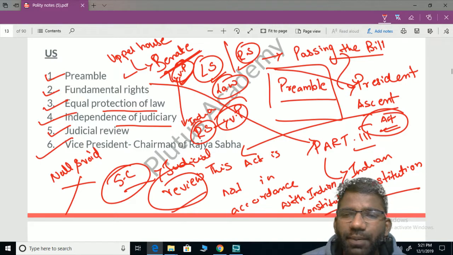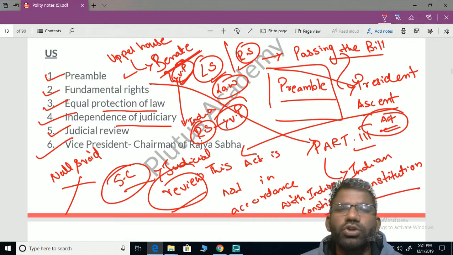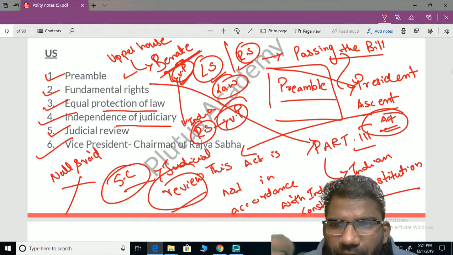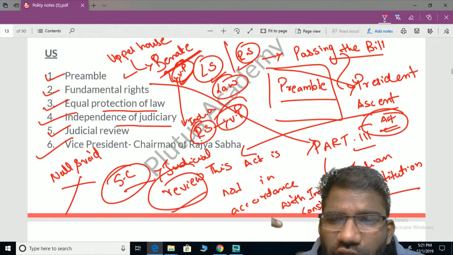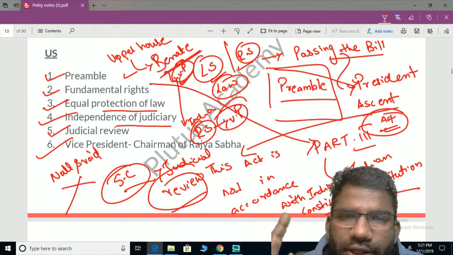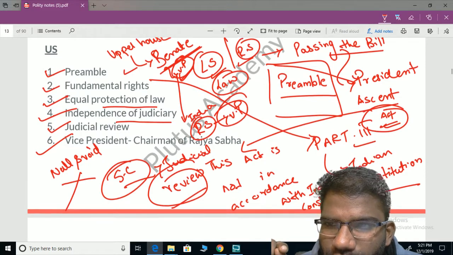I repeat: fundamental rights, preamble, equal protection of laws, independence of judiciary, judicial review, and the post of vice president, who will also assume the role of chairman of Rajya Sabha, were taken from the United States of America. Preamble, fundamental rights, equal protection of law, independence of judiciary, judicial review, vice president, the chairman of Rajya Sabha or the upper house. This was taken from the United States of America's Constitution.